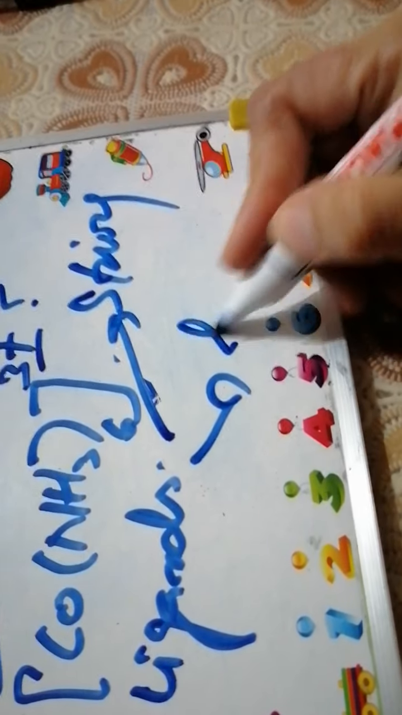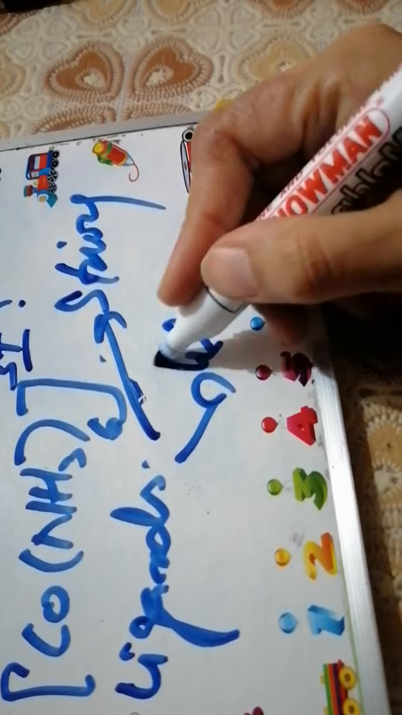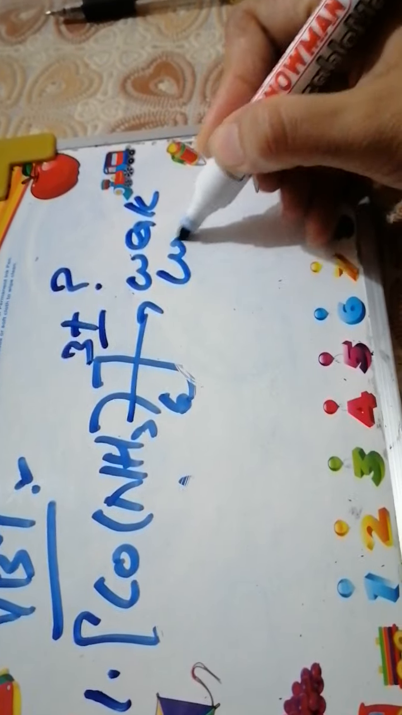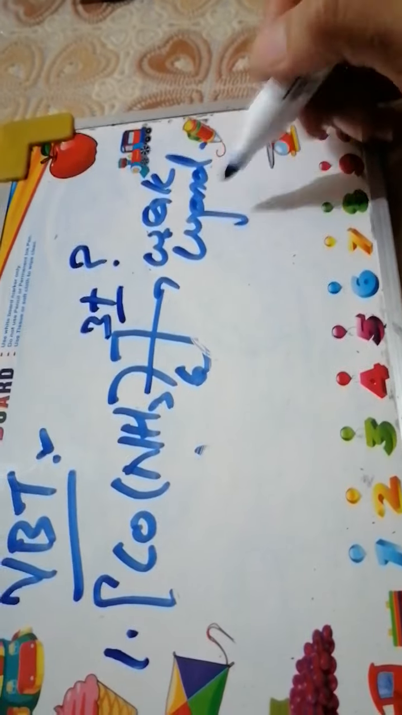The other way to categorize ligands is strong ligands or weak ligands, right? So they could be strong or weak ligand. In a VBT, the strength of ligand is very much important, and ammonia is a weak ligand. What is the difference between weak and strong ligand? I will explain in a while.